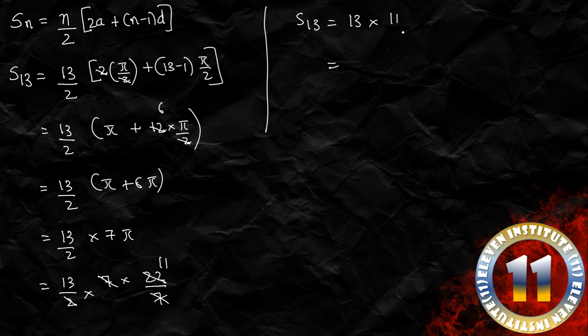Whenever you want to multiply a number with 11, do this. Create some space in between 1 and 3 and now add 1 and 3 we get 4. So our answer is 143. Don't forget to write the unit centimeters.